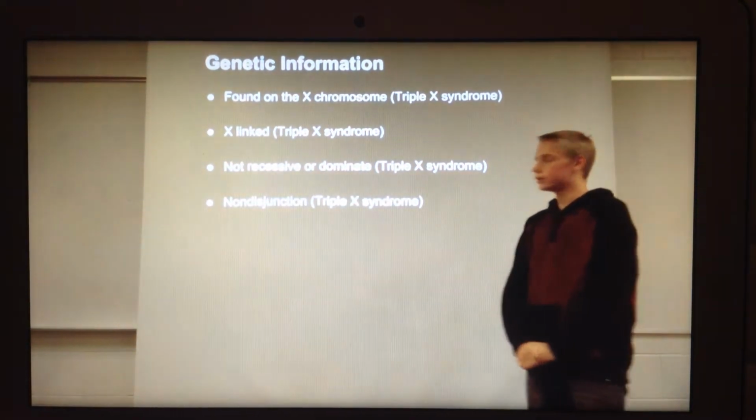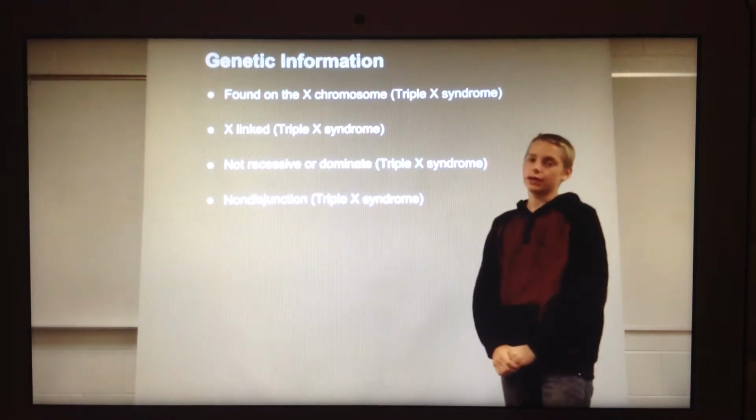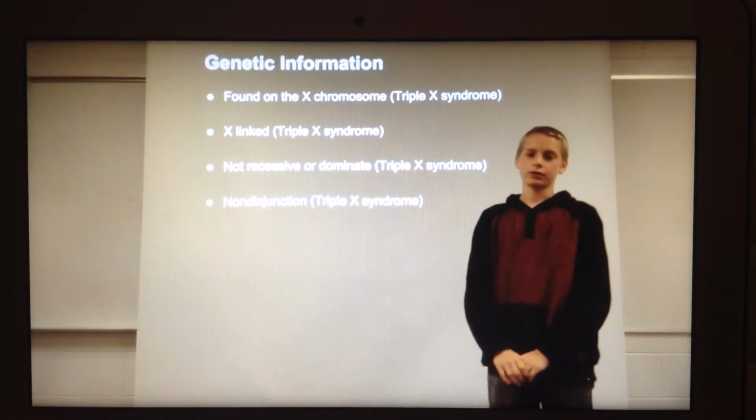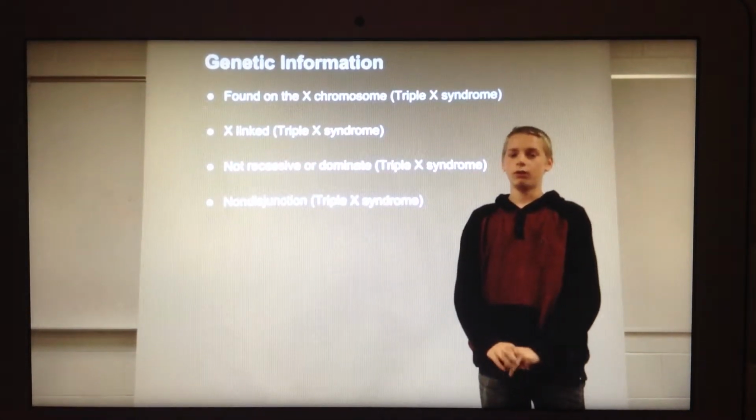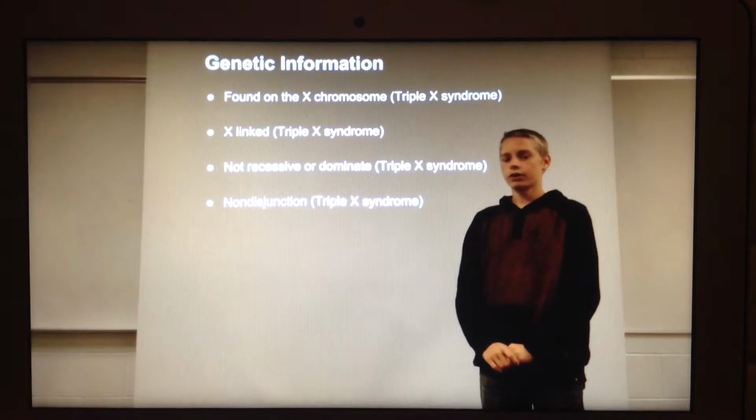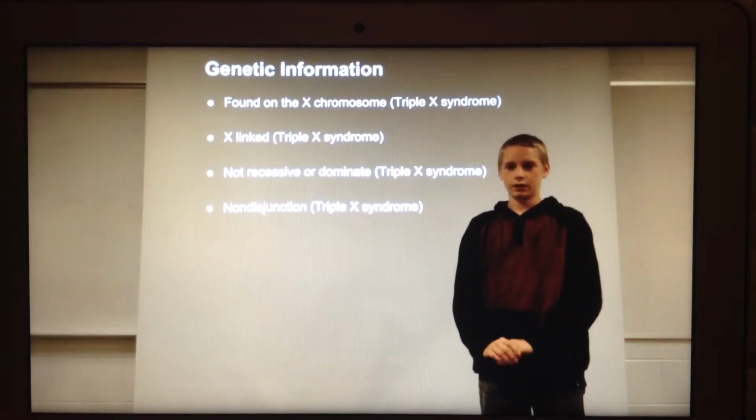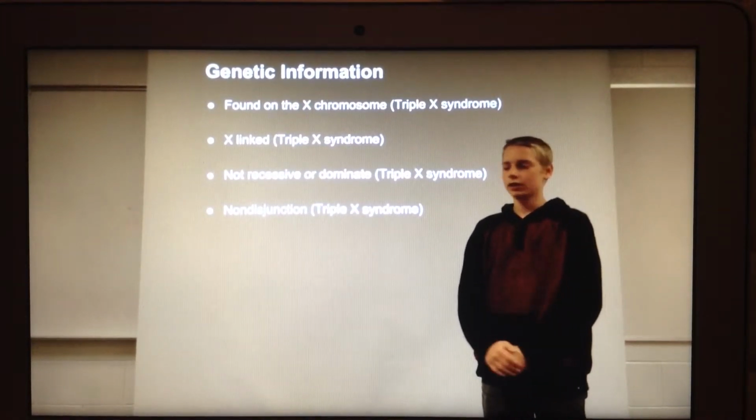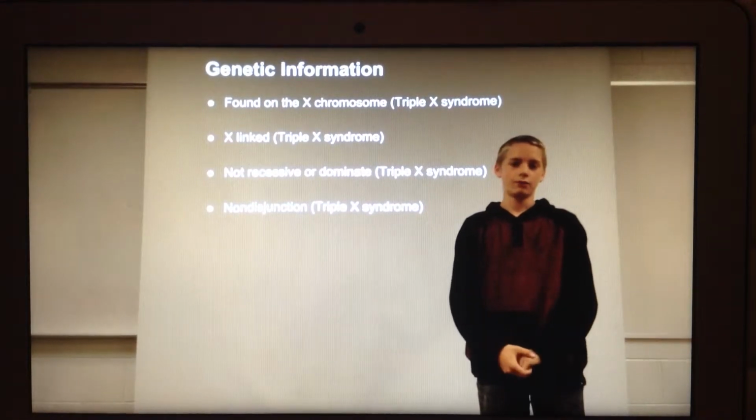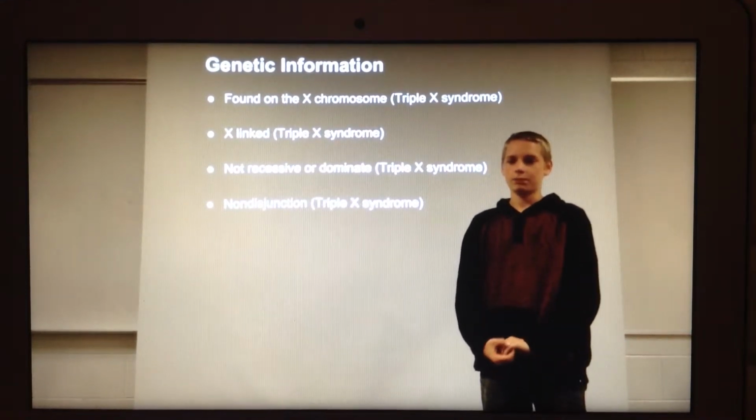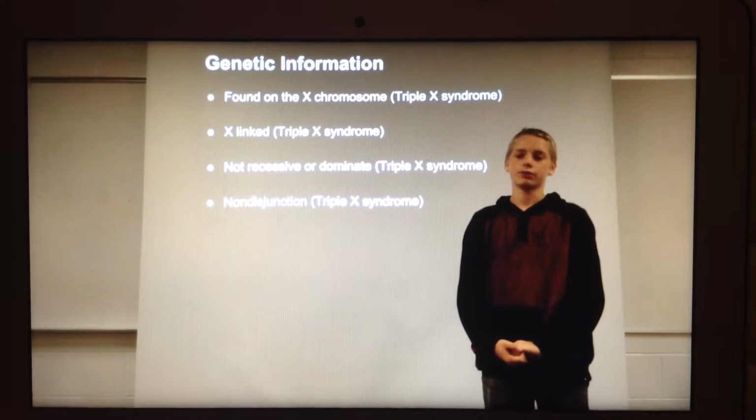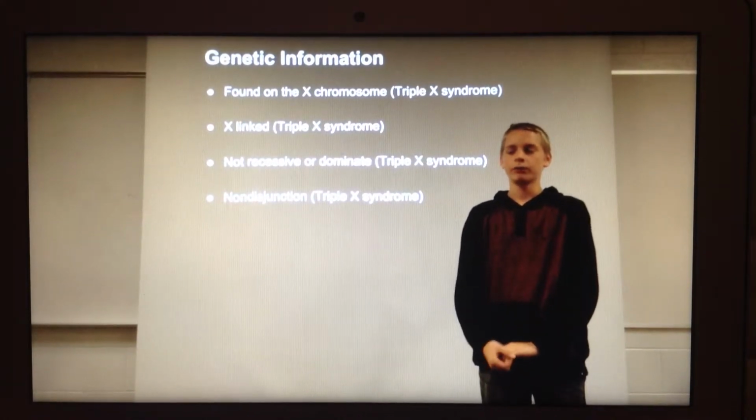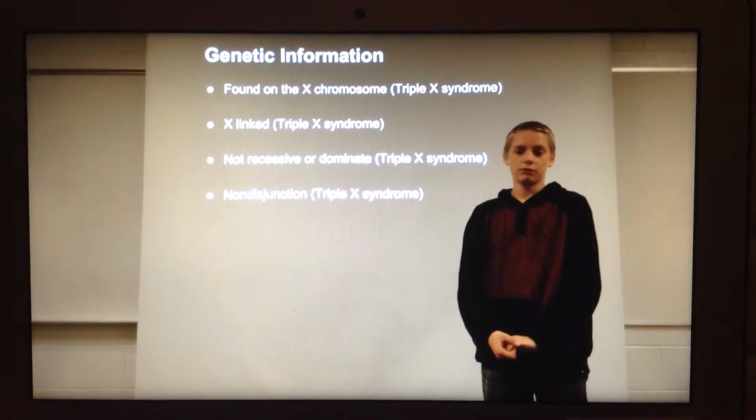Okay, so when you go to the genetic information, it is found on the X chromosome because there's 3 X, so you're dealing with the X chromosome, not the Y. And then when you go through it all, it's X-linked because there's an extra X, so it's automatically X-linked. It's non-recessive or non-dominant because it can happen to anyone when you're born. If you have an extra X chromosome, there's nothing you can do about it, and it doesn't run in the family. Anybody can get it.